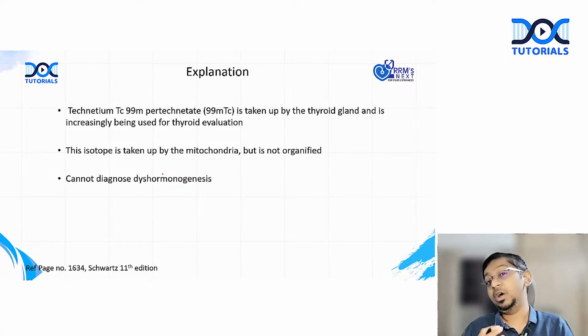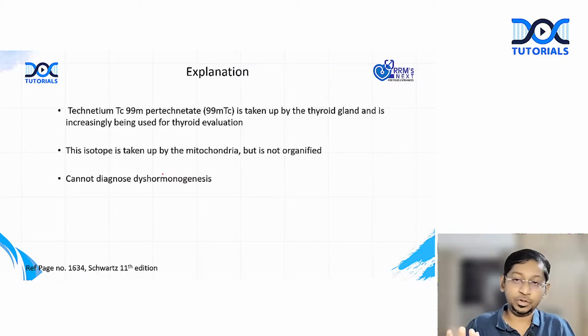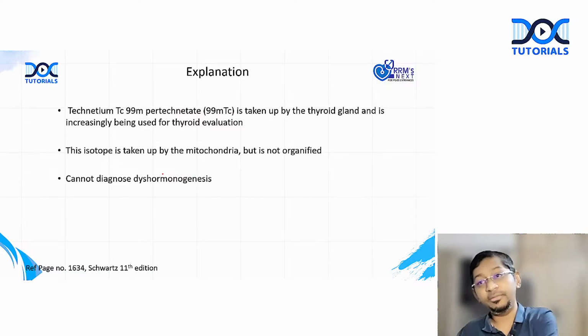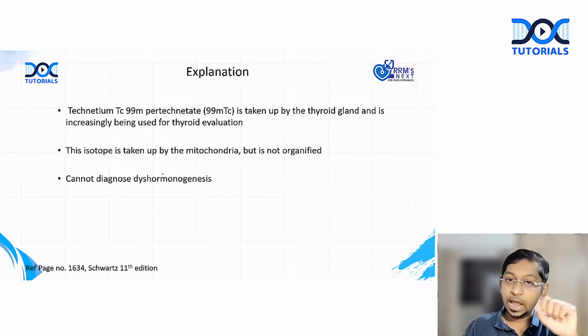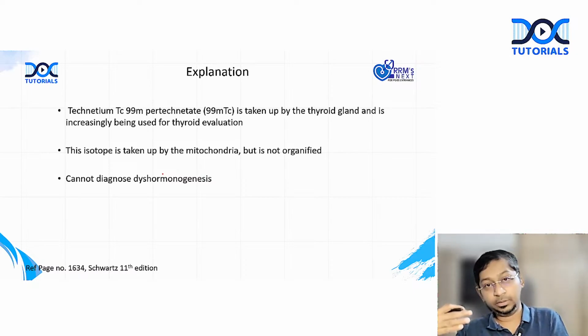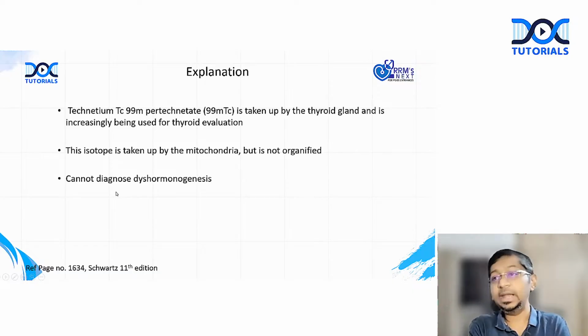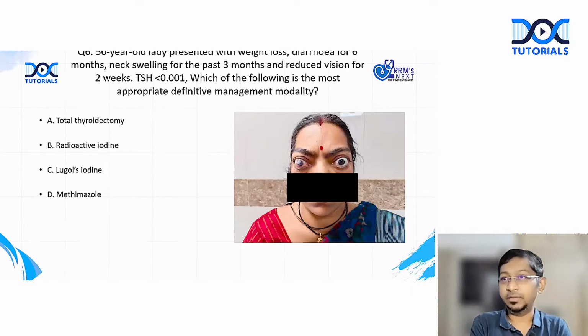perchlorate discharge test. Now, the problem with dyshormonogenesis is there may be enzymes that are deficient in organification of iodine. So we not only need to know the trapping of iodine, we also need to know whether the iodine is properly oxidized and organified. That is possible only with iodine-131. We cannot figure that out using technetium, because technetium will be taken up by the sodium iodide importer, but will not be oxidized or organified. So it cannot diagnose dyshormonogenesis entirely. It will only tell us whether there is ectopic functioning thyroid tissue. That is all that it can tell us. That is why we use iodine-131.